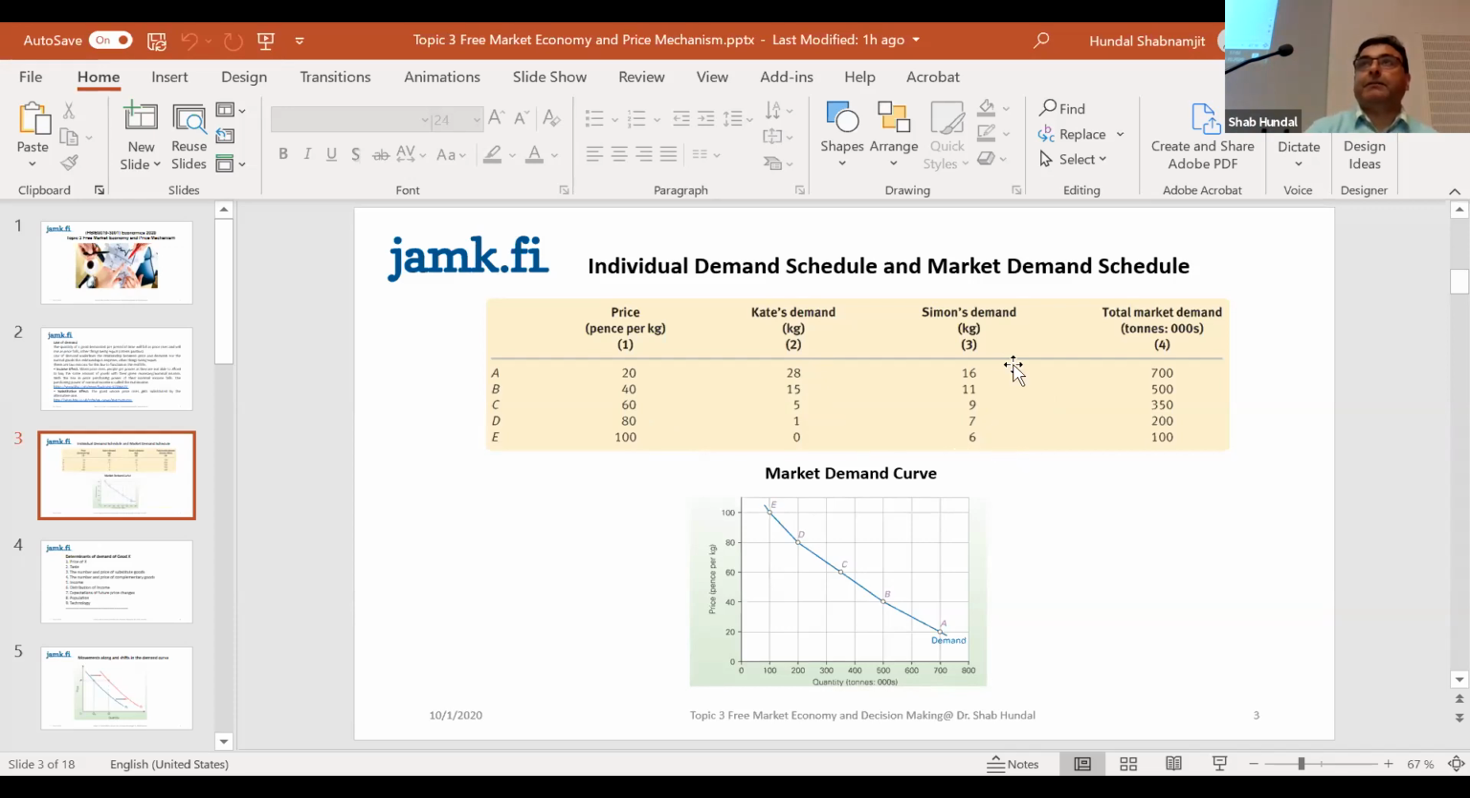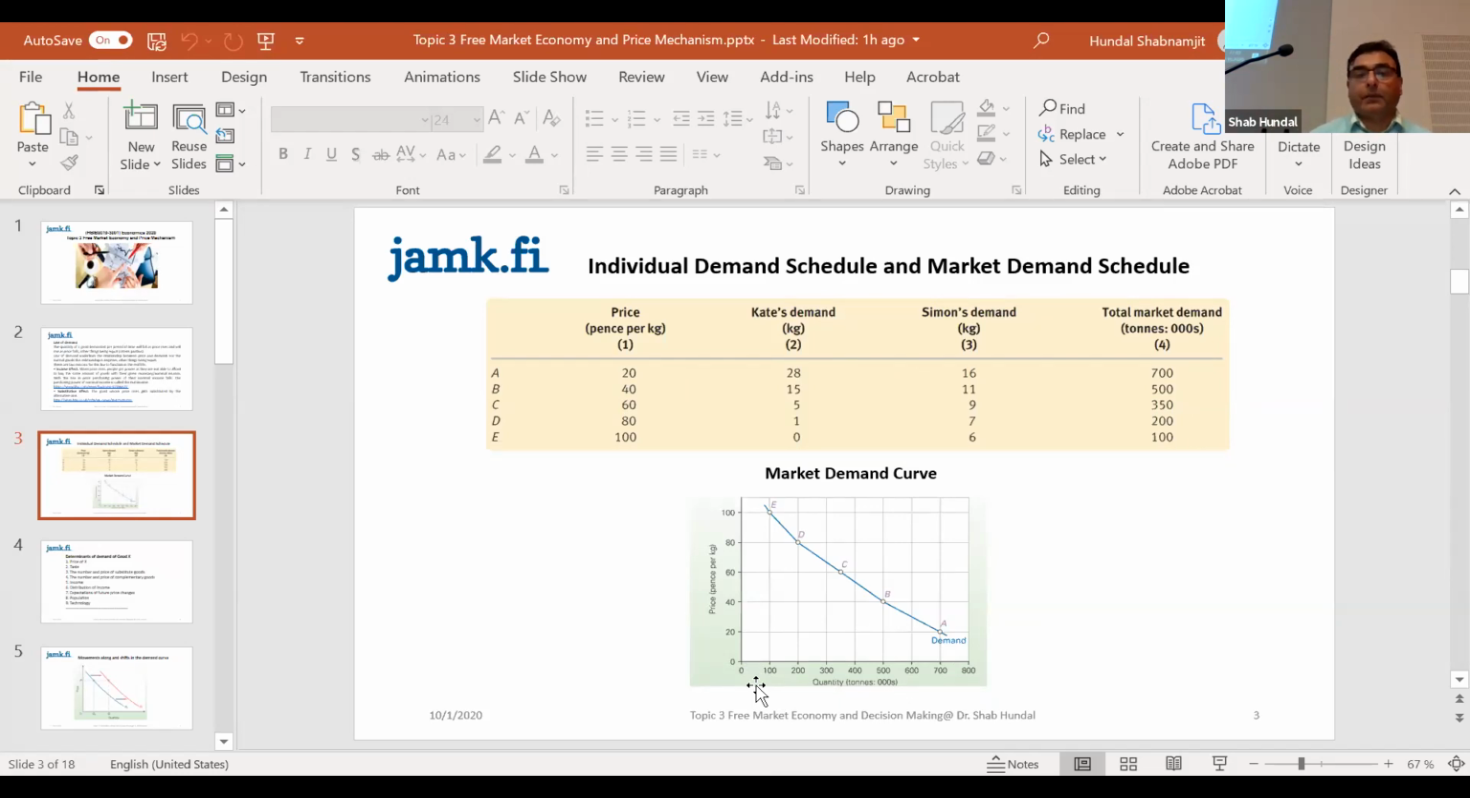And if there's Kate, Simon, and all the other people, if you club all of them, then the total demand is 700 kilos when the price is 20. So this becomes the market demand. This is the individual demand, and this is the market demand. When you combine them, when the price is 20 pence a kilo, the demand is a lot, 700 units, you can see here. On the other hand, when the price is 100, the demand shrinks to 100. So in between, there are different combinations.